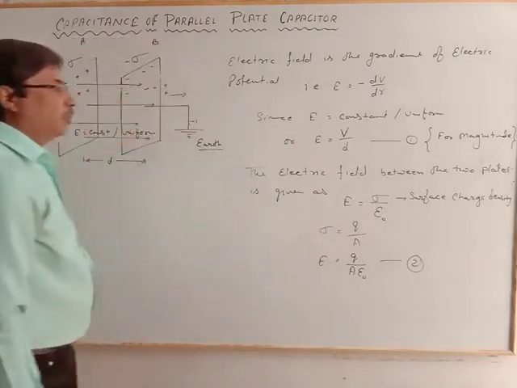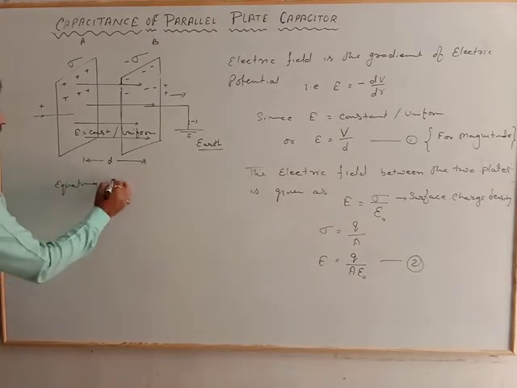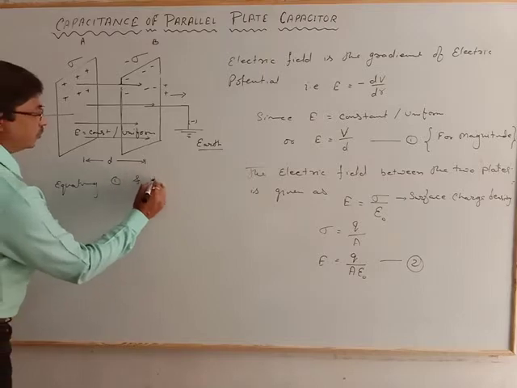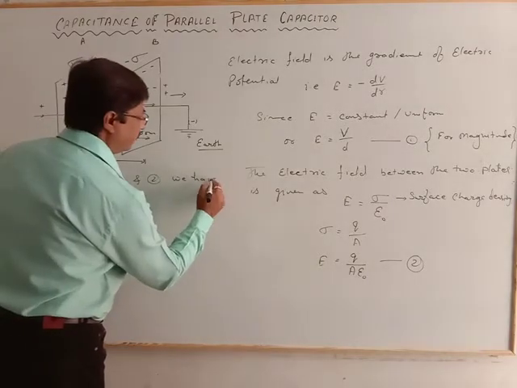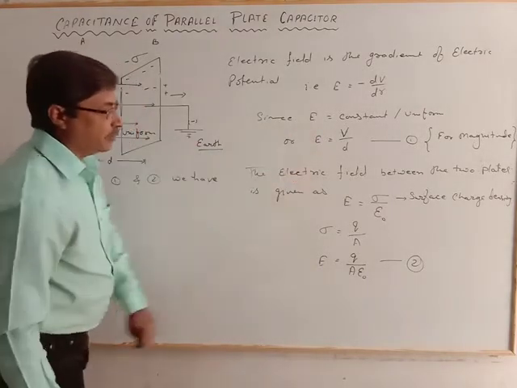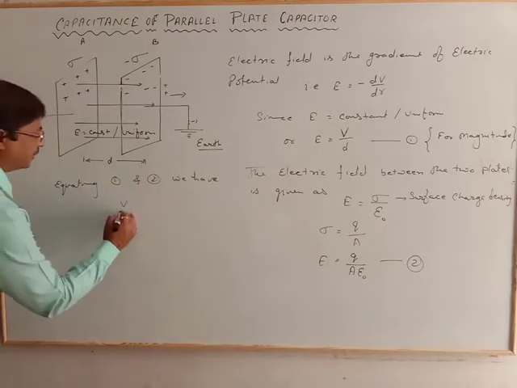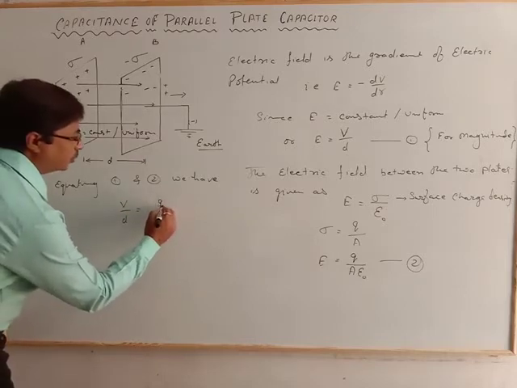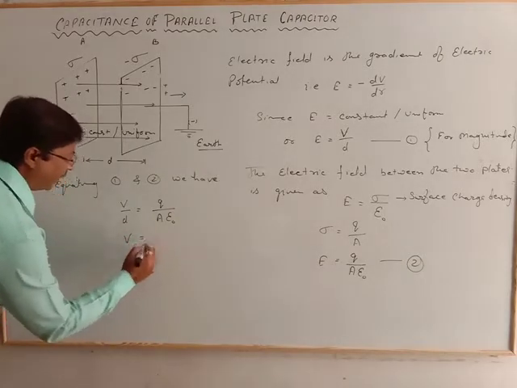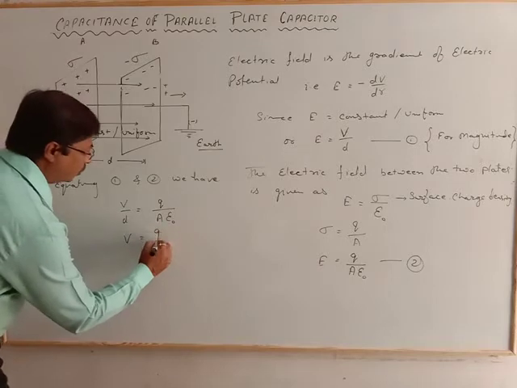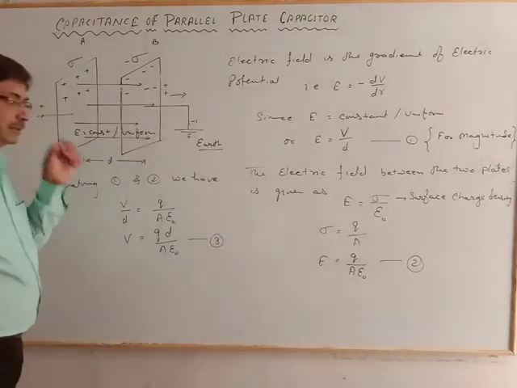Now equating equations 1 and 2, E is equal to V by D, so V by D is equal to Q by A epsilon naught. So the potential of the plate becomes V equals Q D by A epsilon naught, and that is relation number 3.